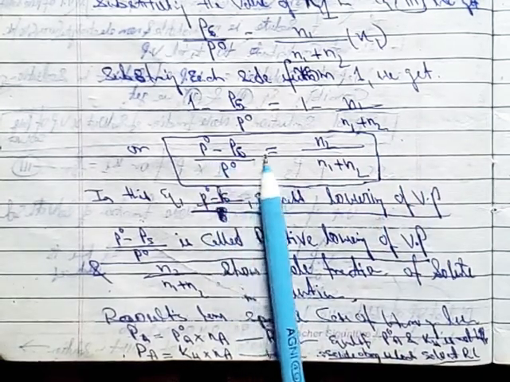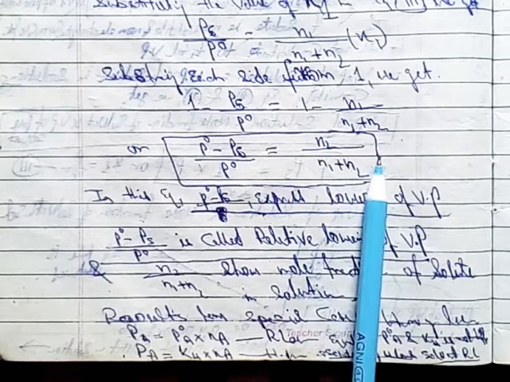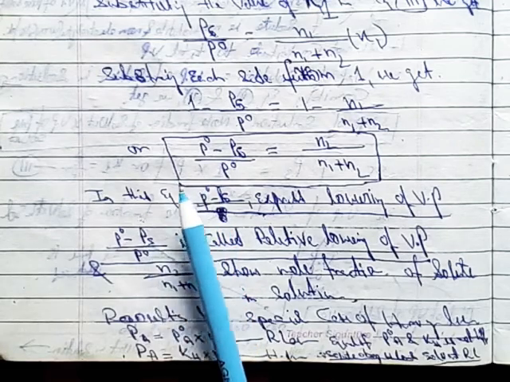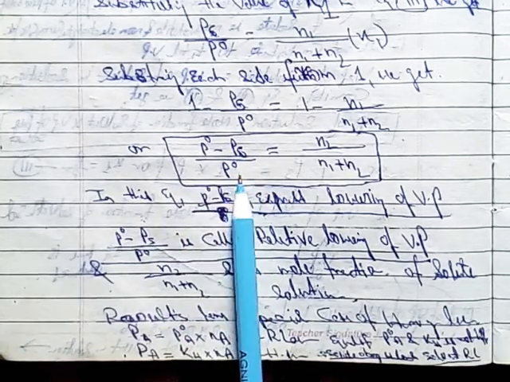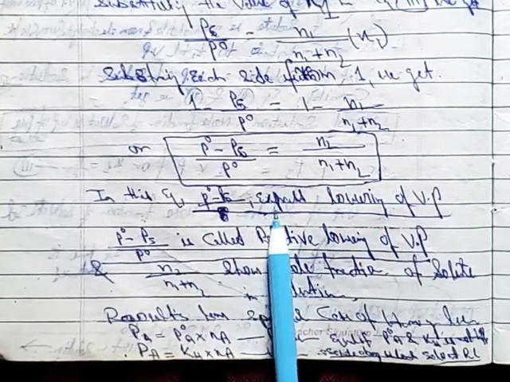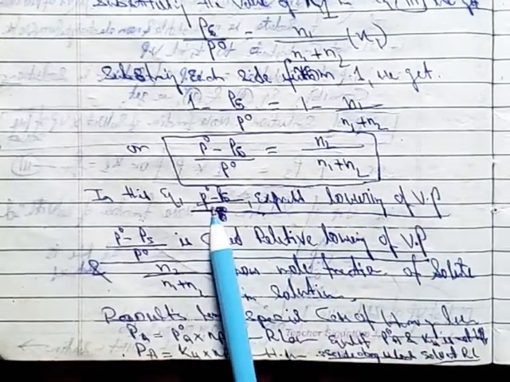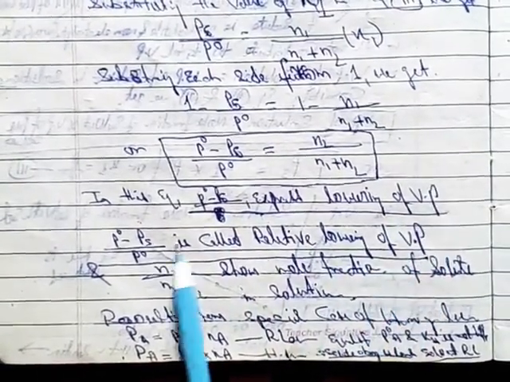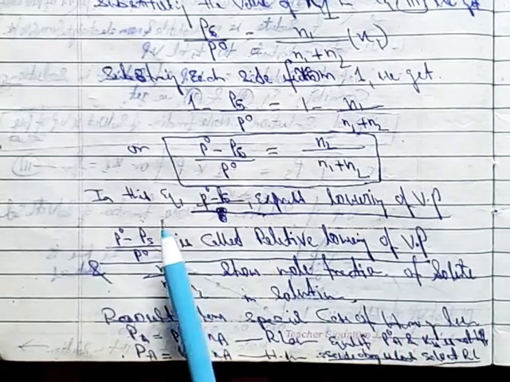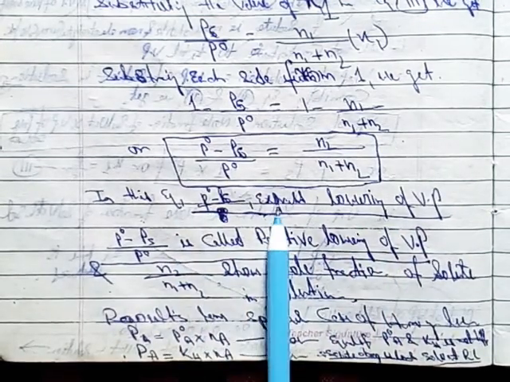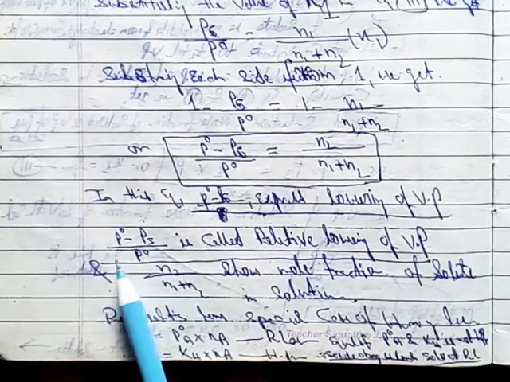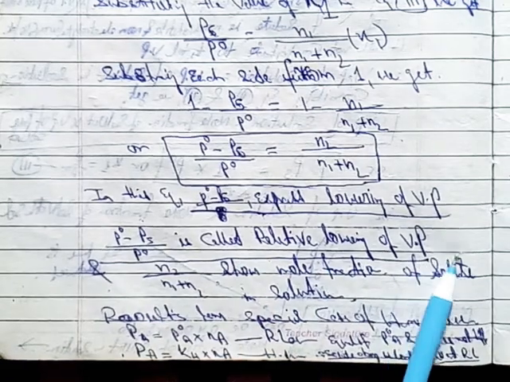So finally we get P naught minus Ps divided by P naught is equal to n2 by n1 plus n2. That is the formula for relative lowering of vapor pressure. In this equation, P naught minus Ps expresses the lowering of vapor pressure, and P naught minus Ps by P naught is called the relative lowering of vapor pressure. So if anyone asks you the formula for lowering of vapor pressure, it is P naught minus Ps. If asked for relative lowering of vapor pressure, it is P naught minus Ps by P naught.